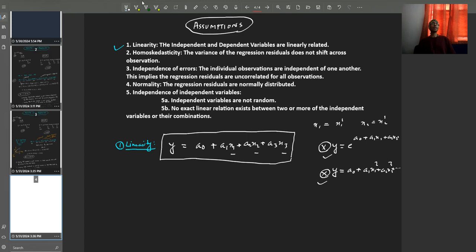The second one is homoscedasticity. So how is homoscedasticity defined, friends? The definition is that the variance of the regression residuals does not shift across observations.